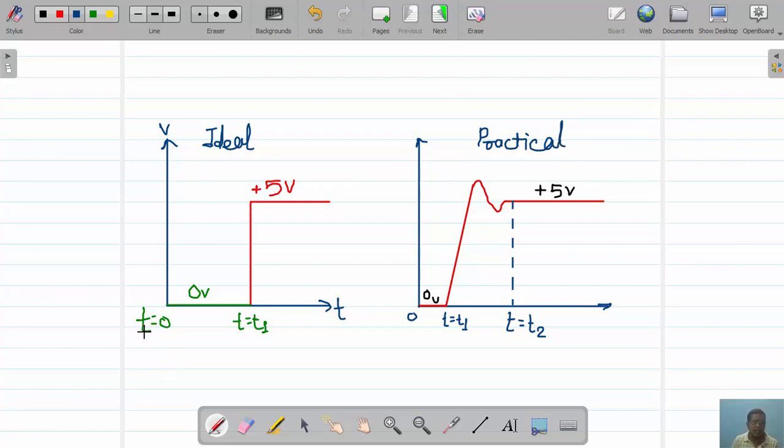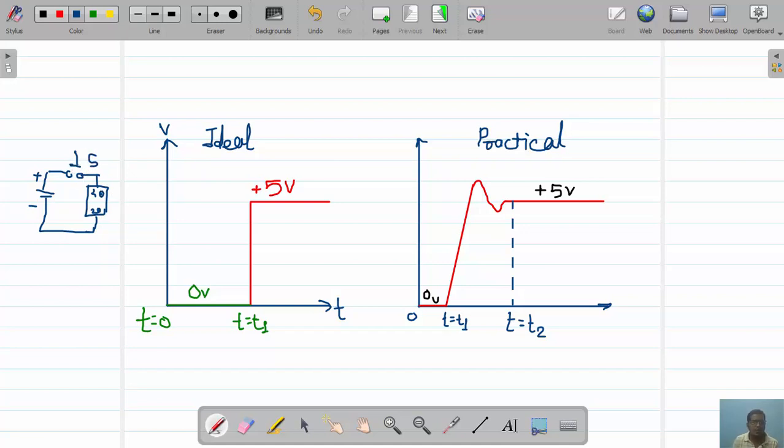Ideally, from instant t equal to 0 to t1, the supply is off. I will consider this: I have this plus 5 volt supply and one switch connected here. We have this microcontroller based system, and this is connected to pin number 40, and this to pin number 20. In this way, and this is my switch S.